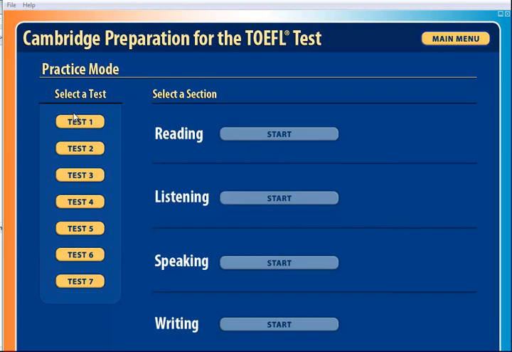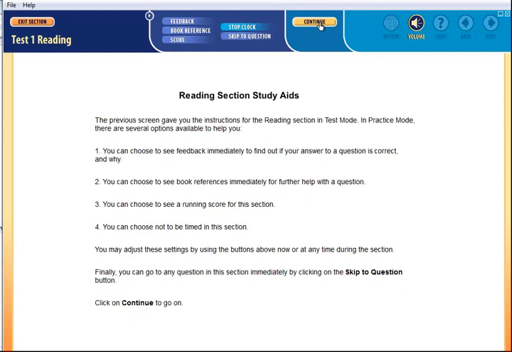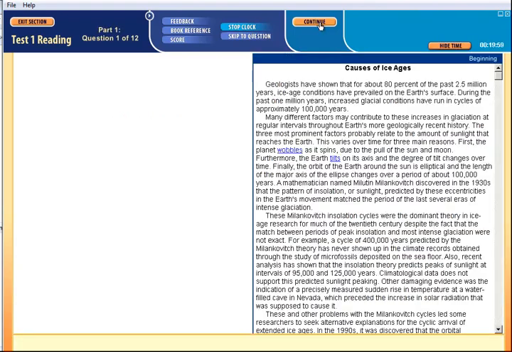Okay, so let's do some reading practice. Alright, I'm just going to very quickly read through this. Causes of ice ages.